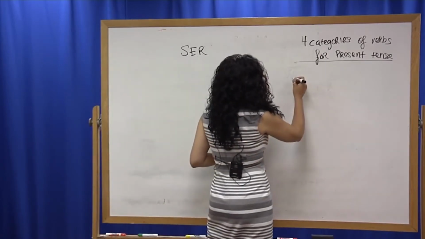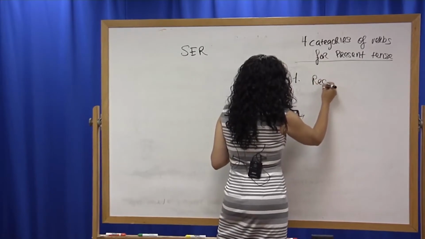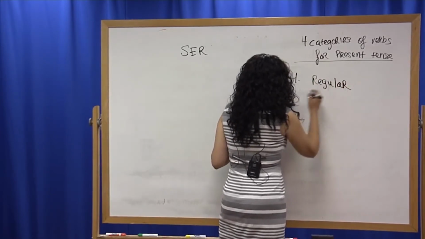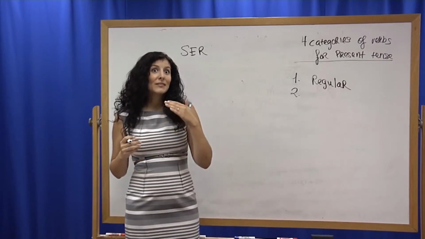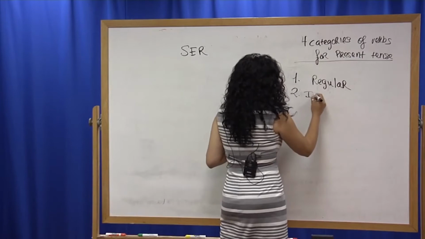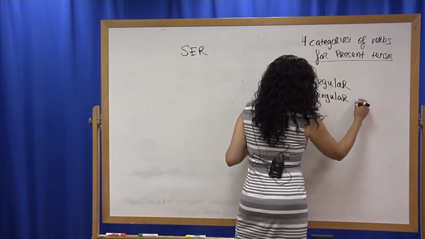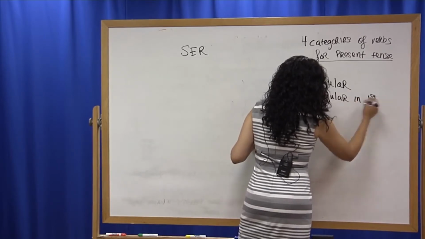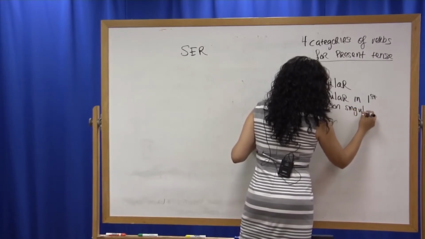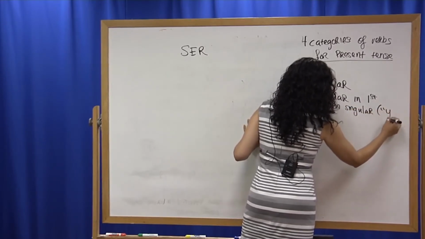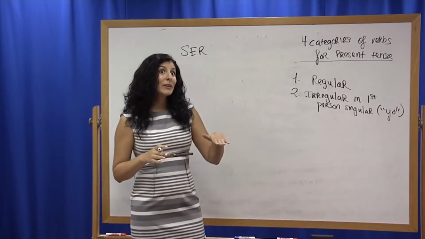So we have first, regular verbs, meaning that these verbs follow a regular pattern. Then we have irregular first-person singular verbs. That is to say, these verbs are irregular in only one form, and that is the yo. So all the verbs in this category will only be irregular in the first person.